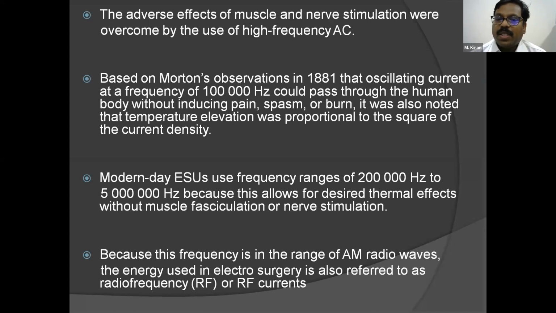Modern day electrosurgical units use frequency ranges of 20 kilohertz to 50 lakh hertz, because this allows for desired thermal effects without muscle fasciculation or nerve stimulation. Because this frequency is in the range of amplitude modulation radio waves, the energy used in electrosurgery is also referred to as radio frequency or RF currents.